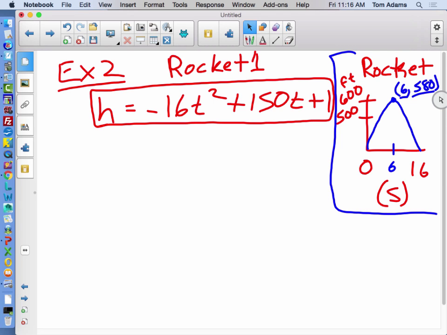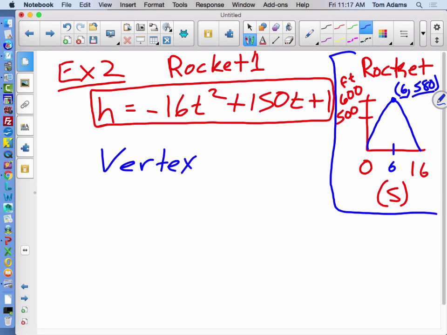Now, how do I find the vertex? Negative b over 2a. Yes, absolutely correct. So we know that we can find the maximum height because it occurs at the vertex, and when it's written in standard form, we can find the t value of the vertex because it occurs on the line of symmetry by saying negative b over 2a.